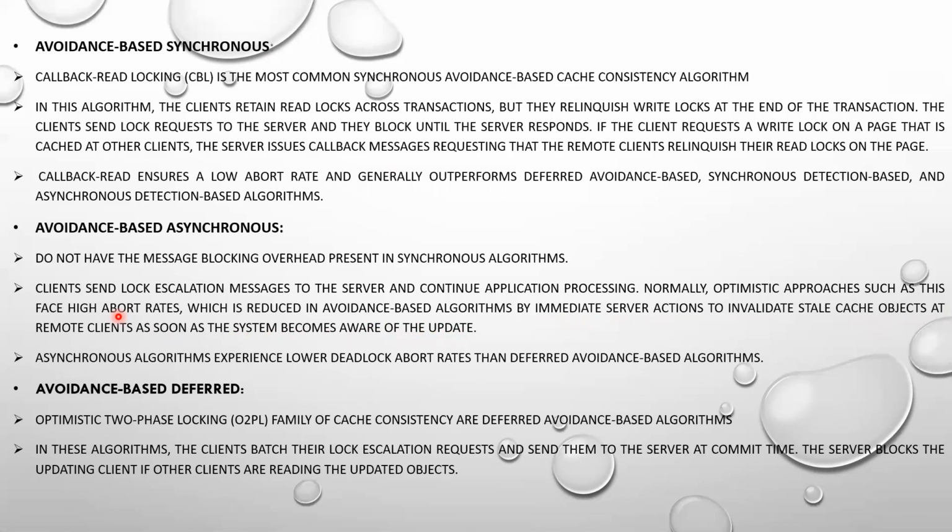Avoidance-based deferred: optimistic two-phase locking of cache consistency, or deferred avoidance-based algorithms. In these algorithms, the clients batch their lock escalation message requests and send them to the server at commit time. The server blocks the updating client if the other clients are reading the updated objects.